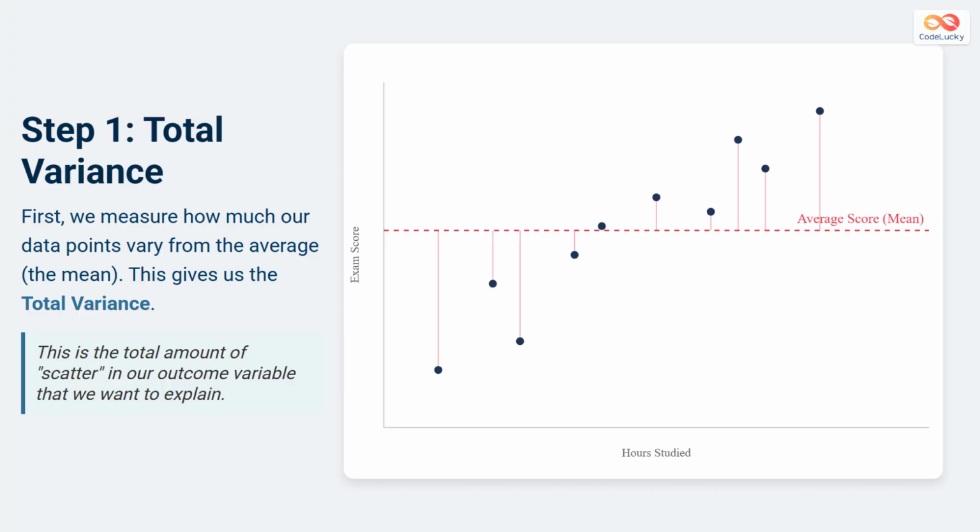To understand R-squared, we first need to look at the data itself before we even create a model. Let's say we have our data on student exam scores. The scores are scattered. First, we calculate the average, or mean, score. The total variance is a measure of how spread out all the individual scores are from this average. It represents the total amount of variation we are trying to explain.